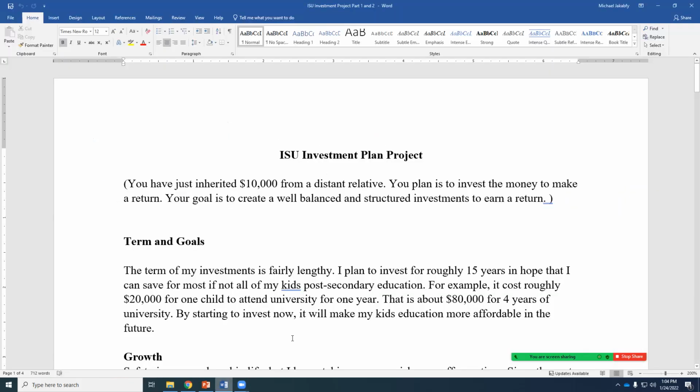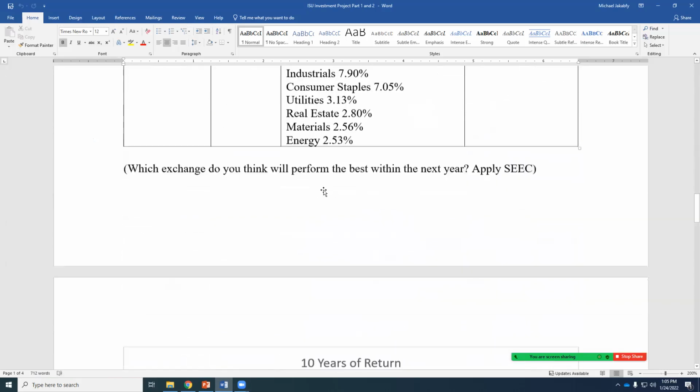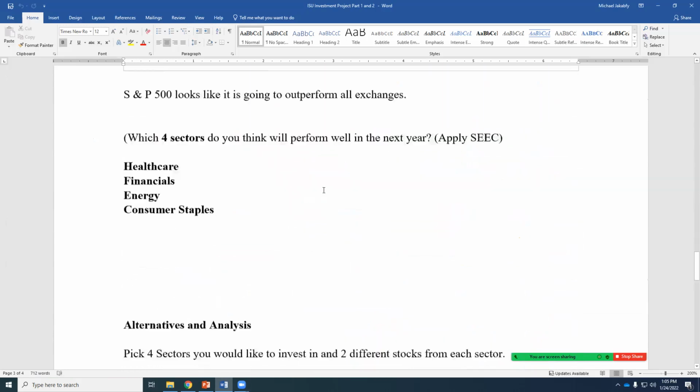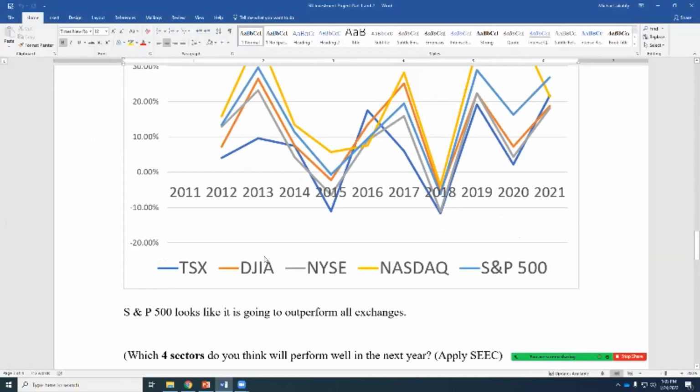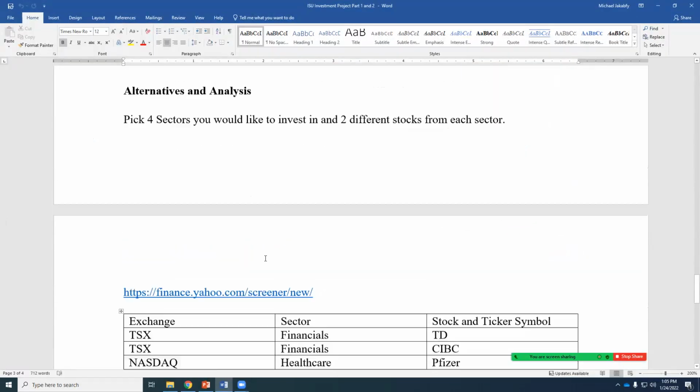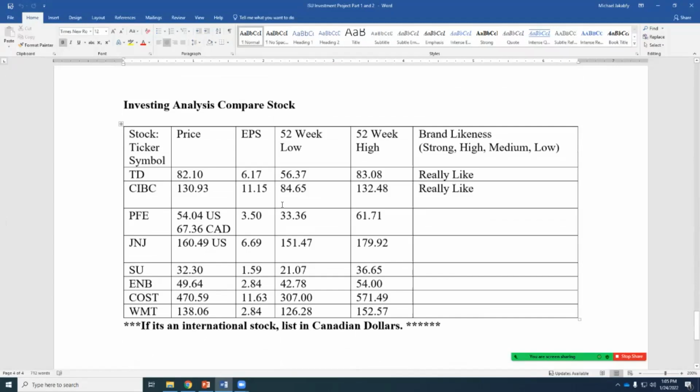Okay, so you should have been working on part one. Here's part one, and here's the 10-year, right? And then expand on this, okay? Which exchange do you think is going to outperform? Okay, and then we looked at, you should have picked a stock. We should list the sectors where they're listed on.